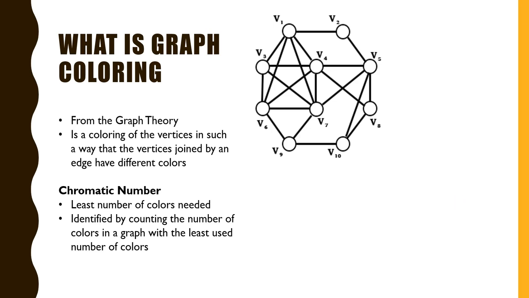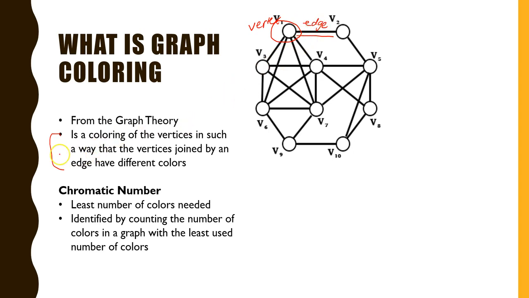So graph coloring is from graph theory, wherein we color the vertices in such a way that the vertices joined by an edge have different colors. So this point here is the first rule of graph coloring. Now here we can see an example of a graph, and these circles or dots are what we call a vertex, and the line that connects two vertices is called an edge.